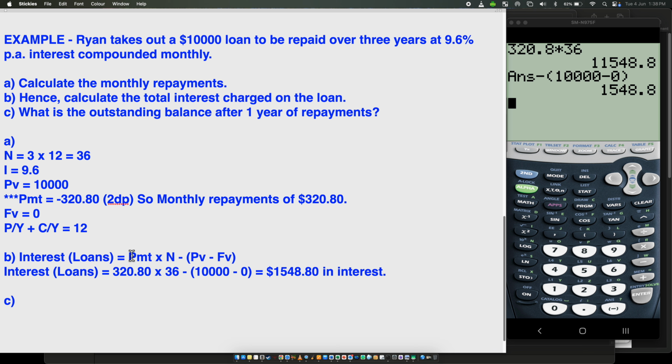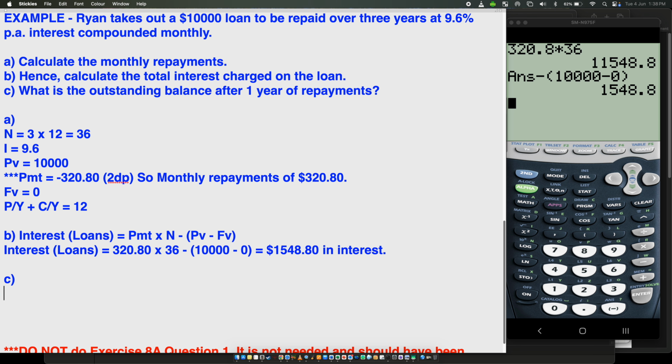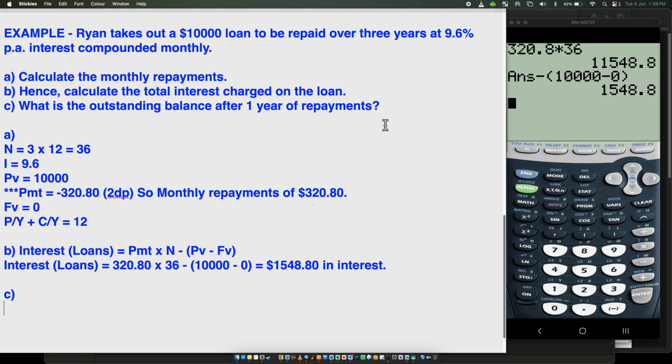And then part C, what is the outstanding balance after 1 year of repayments? What a lot of people find is the hardest part of loans is dealing with the partially paid off ones. But let's revise this. If I look at this TVM solver, I arranged to have a loan for 3 years paid off monthly. So N, does that 36 represent the whole life of the loan? That represents paying it off. So if I want to find the outstanding balance after 1 year of repayments, what am I going to make N?